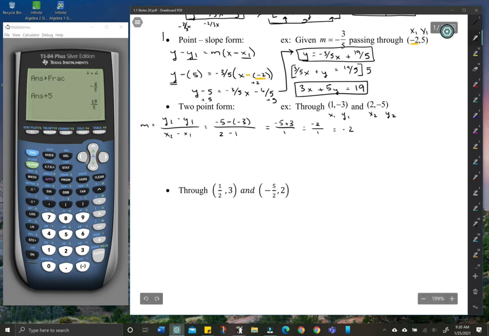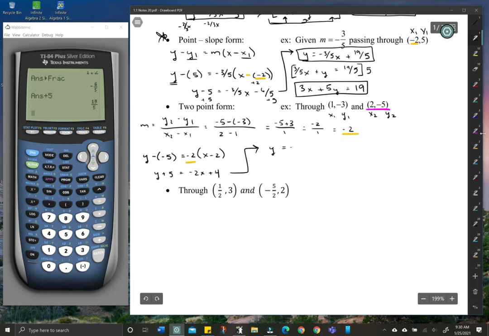So now I'll take, and you can choose either point, I'm going to choose this point here. Why not? So y minus negative 5 equals our slope, which is negative 2, quantity x minus 2, and we'll go from there. So y plus 5 is equal to negative 2x plus 4, and for slope-intercept, that means y is equal to negative 2x minus 1.